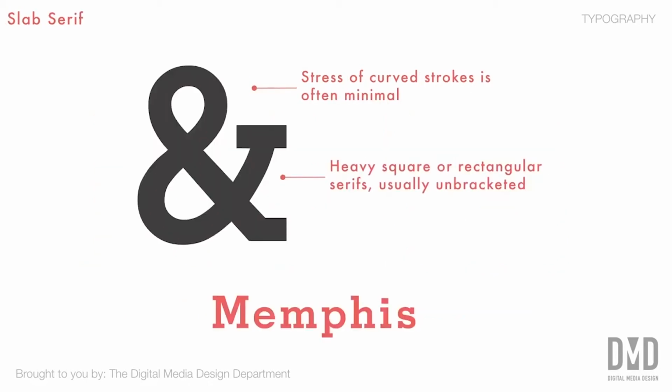Next we have Memphis, which falls underneath the slab serif family, also known as Egyptian. Now you'll see that the stress of the curved strokes is often very minimal. The thick and thin transition is very little, and some are actually uniform in their stroke width. You'll also notice the heavier square serifs with no bracketing. They have very, very sharp edges as well.